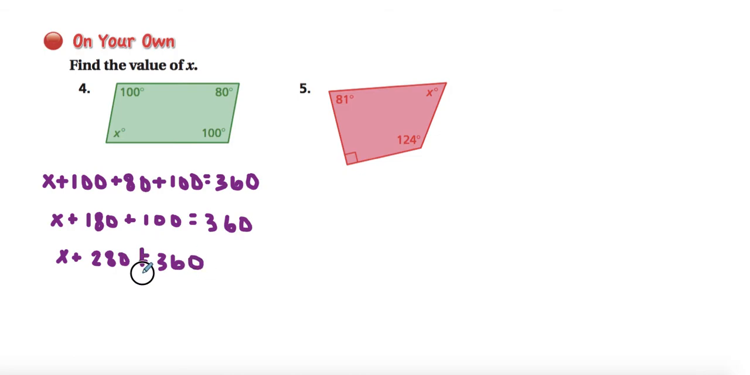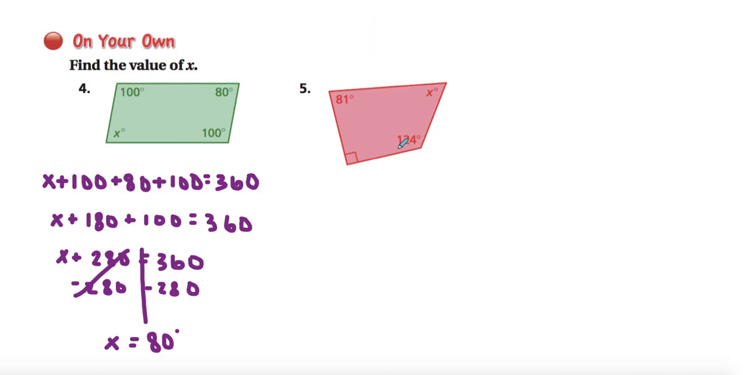Now I am able to use inverse operations to get X by itself. I'm going to subtract both sides of my equal sign by 280. 280 minus 280 cancels out to be 0, and I can bring down my x. And 360 minus 280 is equal to 80. In this problem, x is equal to 80 degrees.